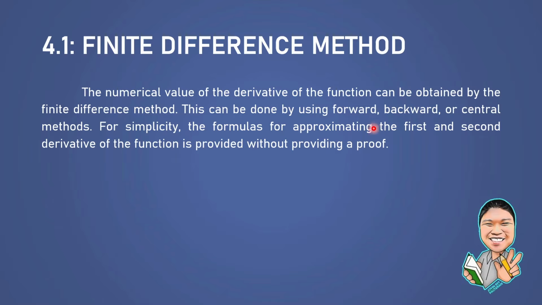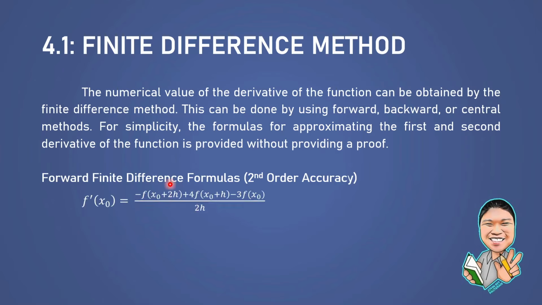This can be done using three approach: forward, backward, or central methods. For simplicity, the formulas for approximating the first and second derivative of the function is provided without providing a proof. So, ito yung formulas for the forward finite difference formulas, no? Considering second order accuracy. So, ang nakikita nyo ngayon is the first derivative, pero yung second derivative niya is this one, diba? So, first and second derivative.